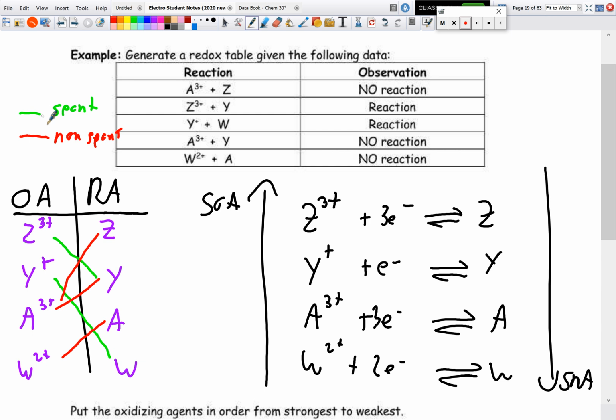Now, the ones I put in green, these were the spontaneous reactions that were here, so between Z3+ and Y+ and W. And then, of course, the non-spontaneous ones I just put in red. So I just drew lines at the reactions that were tested here, and this is how we can fill out where everything is. So our table of reduction half reactions will look something similar to that.